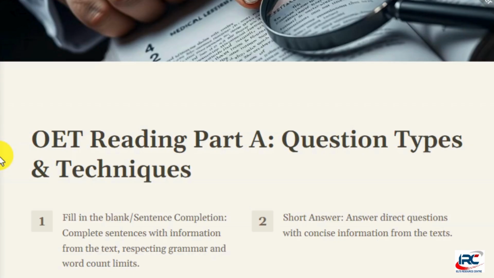So what do I say when it comes to the OET Reading Part A question types? Understanding the types of question you will face in the OET Reading Part A is vital for your success. Practicing filling the blank and short answer strategies will enhance your ability to extract and articulate information quickly. Now, remember to employ the techniques we discussed and practice them well to get the best when it comes to this question type.